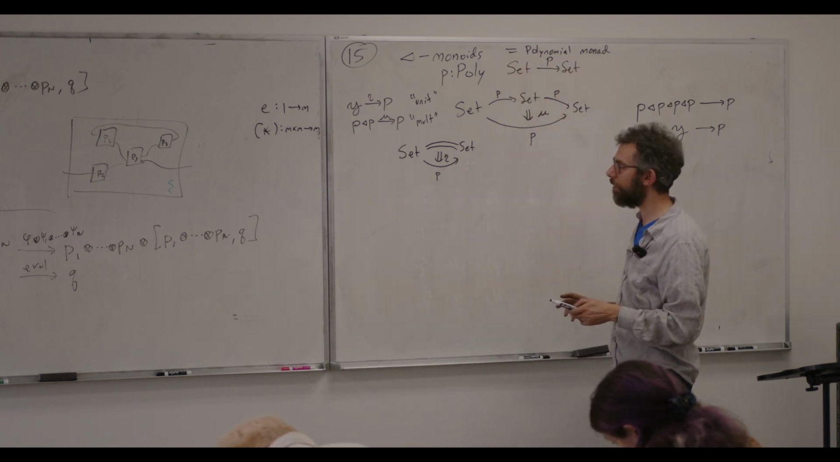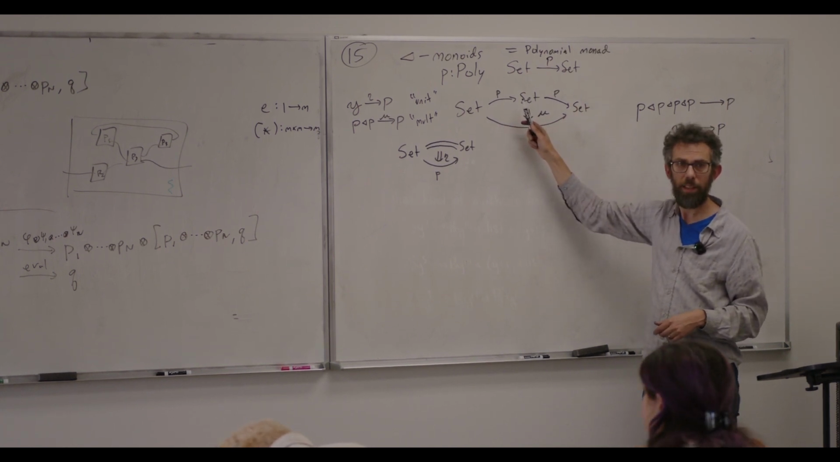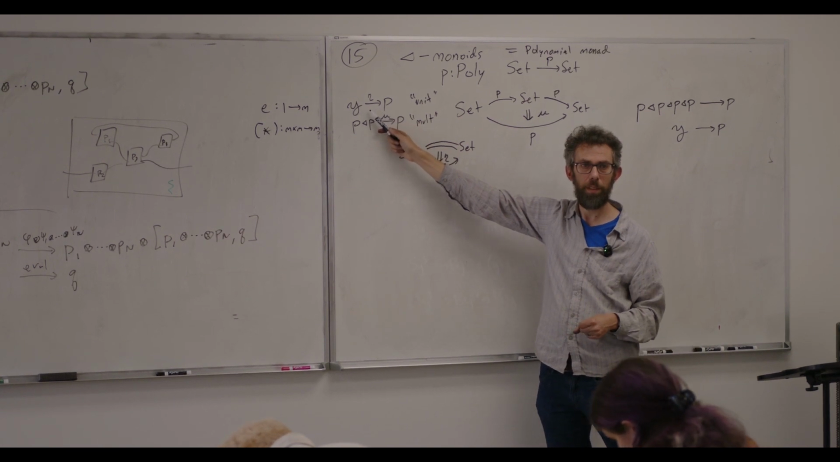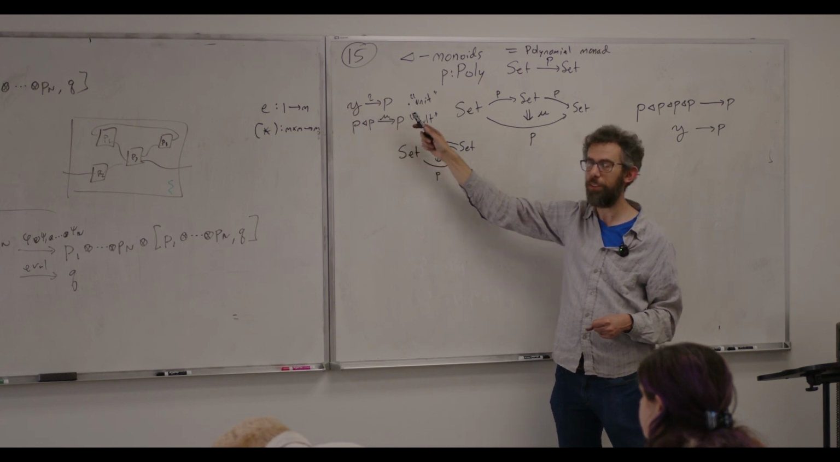Okay, poly is not just all maps from set to set. So it's a functor from set to set, and a map in poly is a natural transformation of functors. The objects of poly are polynomial functors. The morphisms are natural transformations.